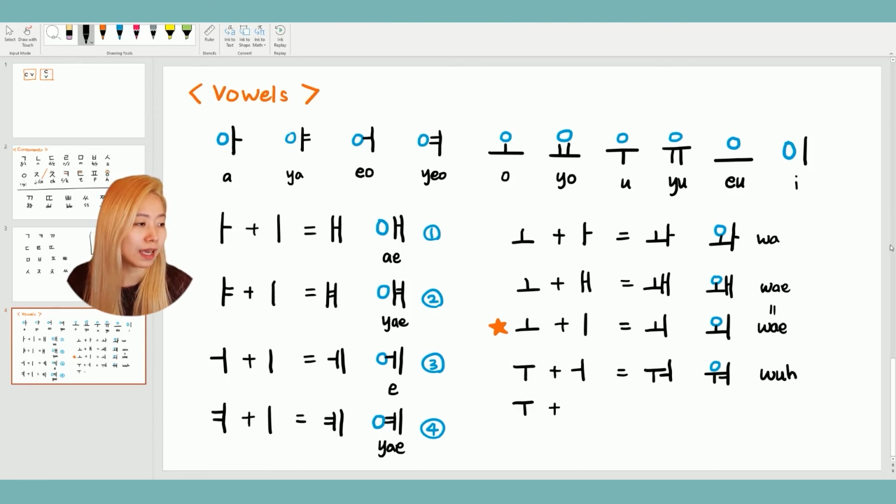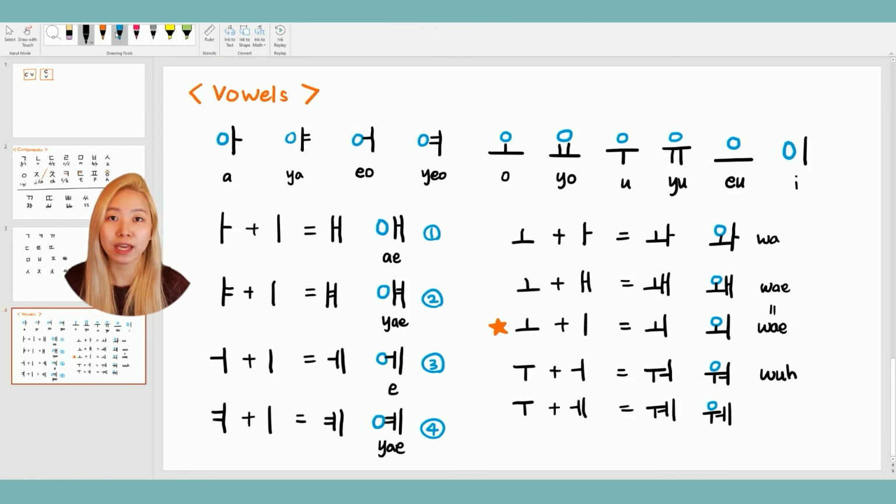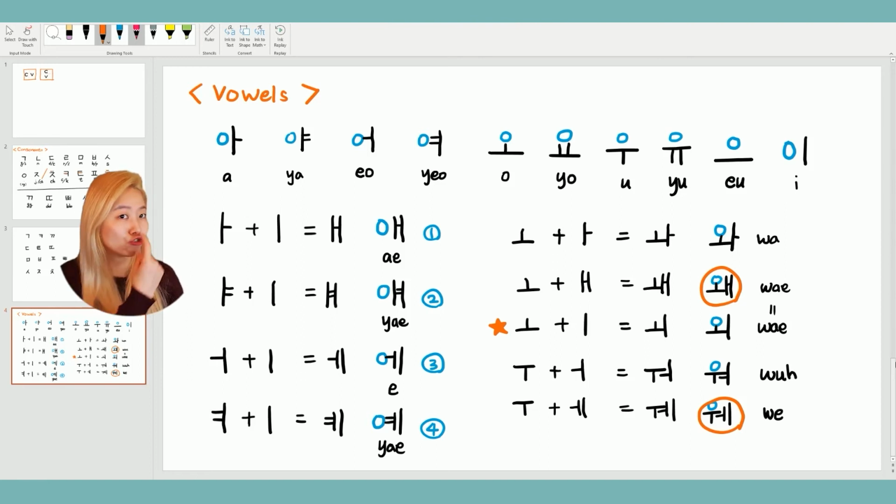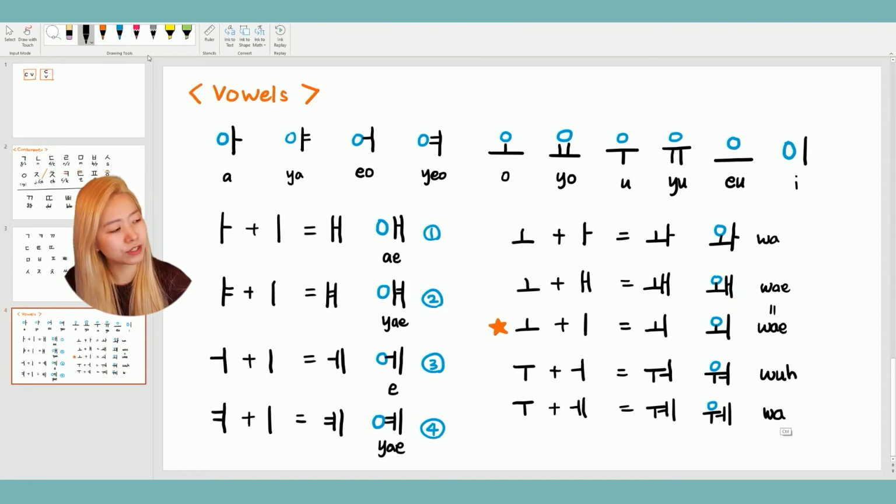우 plus 에. Okay. 우 plus 에. 우에. Let me change the color for you. 우에. 왜. So now we have a question, right? Between 왜 and 왜, what is the difference? Probably some of you noticed it, right? First one, 왜, second one, 왜. That's the difference. Okay? It's the same pronunciation, isn't it?